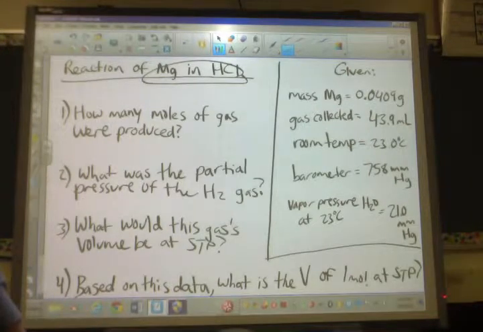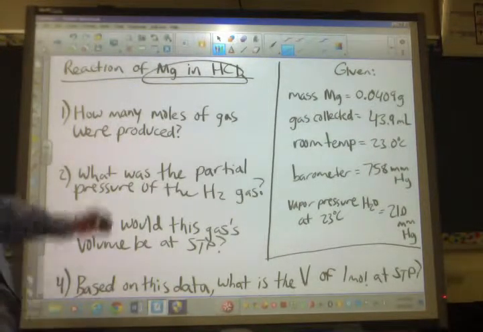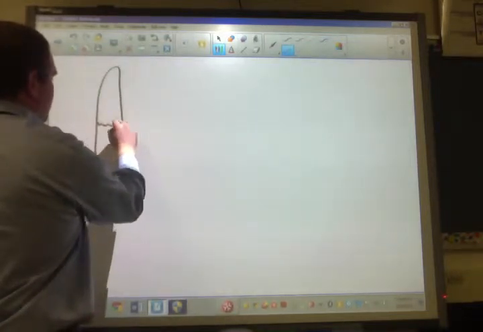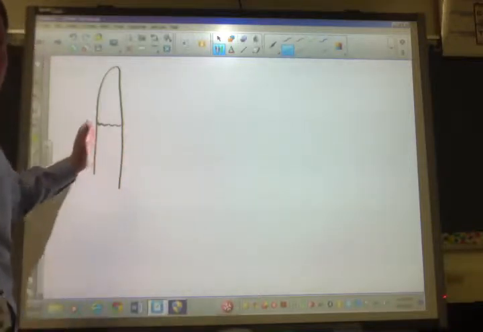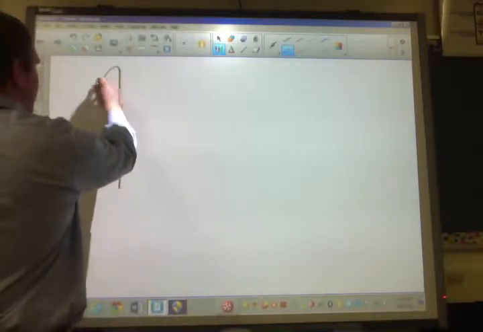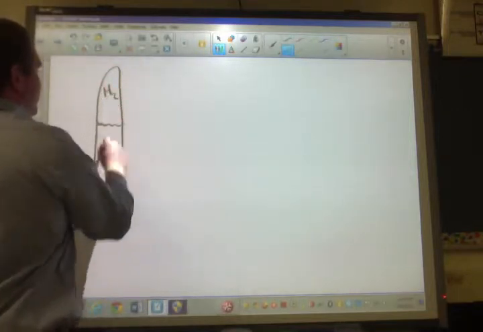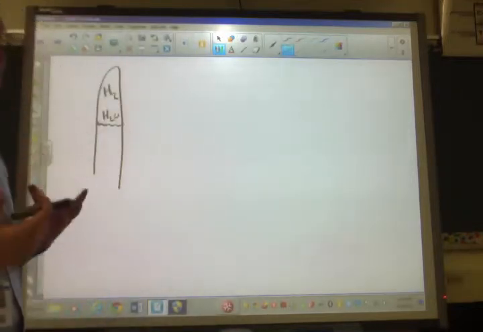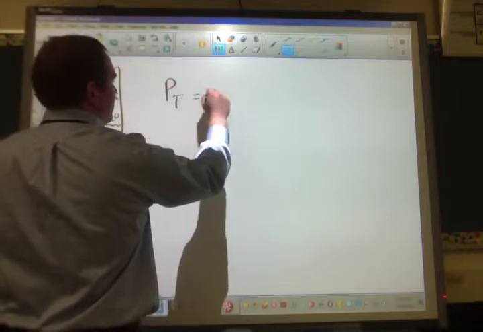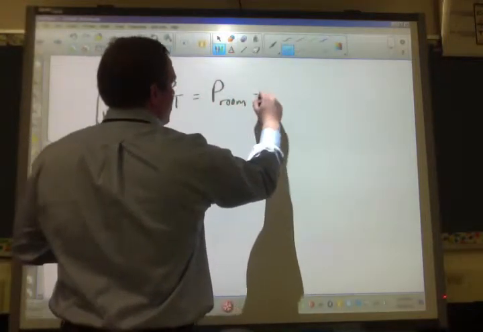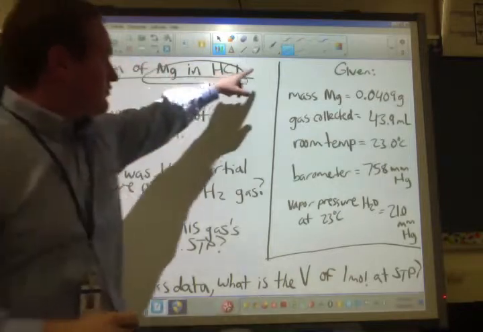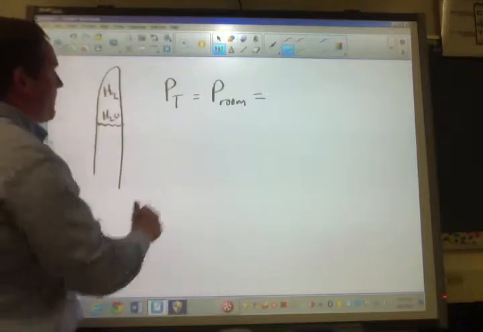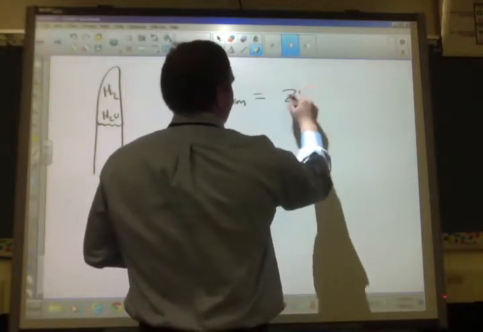Question number 2, what was the partial pressure of the H2 gas? Okay, so remember that when we ran this through the water, let's say this was your water, or I mean it's really dilute HCl, and let's say this was your gas. So this was mostly H2, but there was also a little bit of H2O in there. Now the total pressure is equalized with the room. So the pressure total equals the pressure in the room, which was what the barometer read, 758 mmHg.